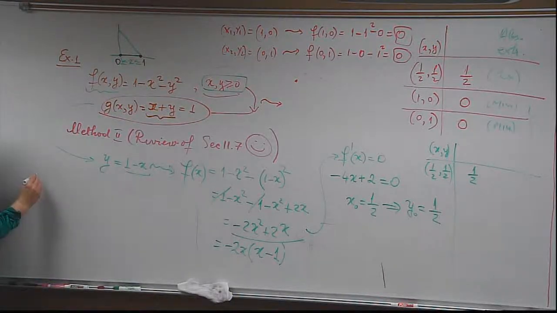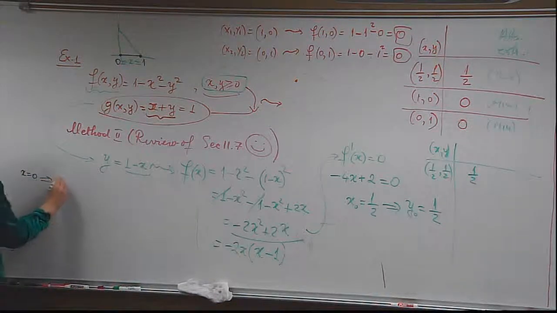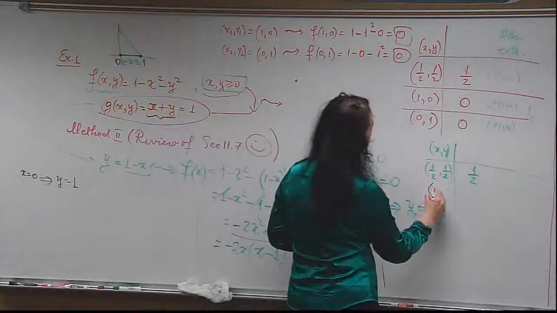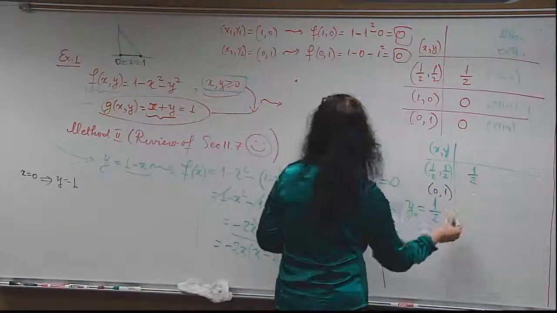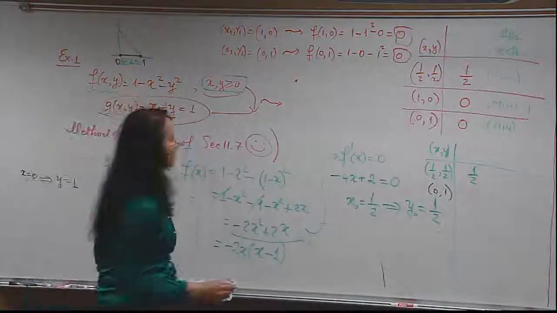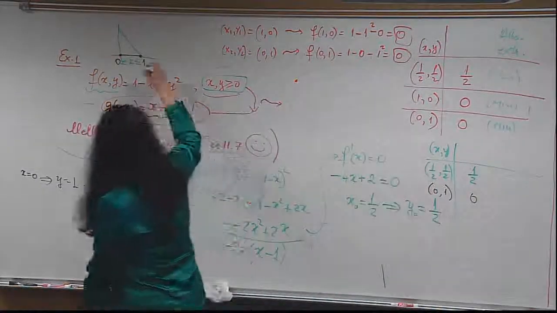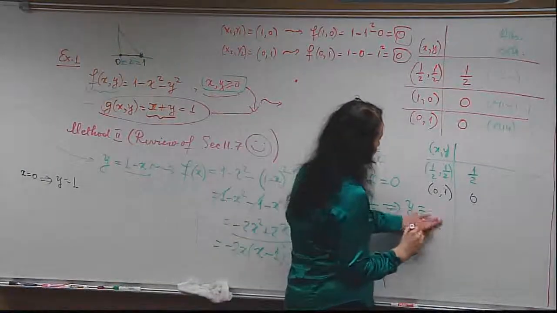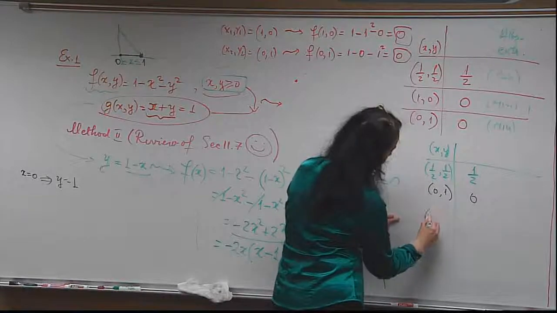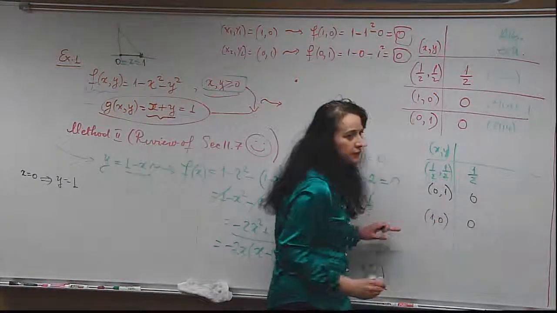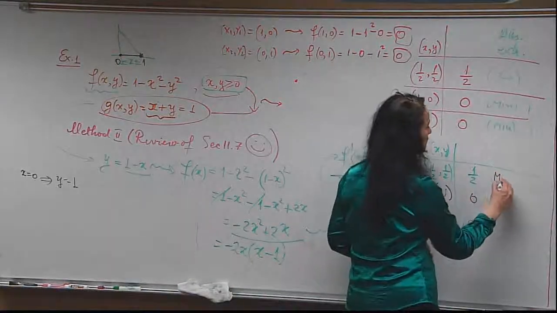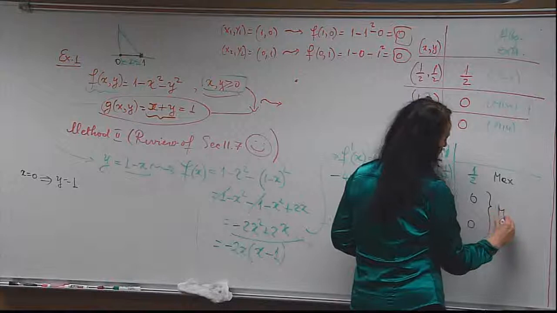So the endpoint x equals 0 will provide me with y equals 1. And I'll put it in the table: x equals 0 and y equals 1. In that case, I plug back in here and I get 0. And for the other endpoint, I get 1, 0, and I get 0. And it's the same thing. I got the same thing through another method. This is the max, and these are the mins.